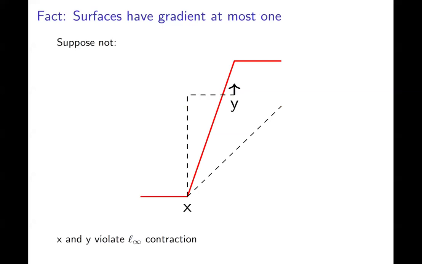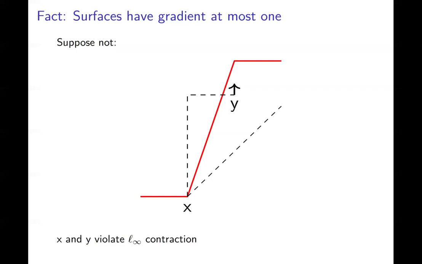Additionally, the surfaces must have gradient at most 1. Assume not. Here we have the point x, which is the unique fixed point of this one-dimensional slice. Here we show the gradient 1 line, and we see that the surface does not obey the gradient 1 property. Between these two points, the L infinity distance is captured as this vertical distance here, and the point y, being below the surface, must be pointing upwards. However, this gives a violation of contraction for the two points x and y, because y is moving upwards while x is static under f.